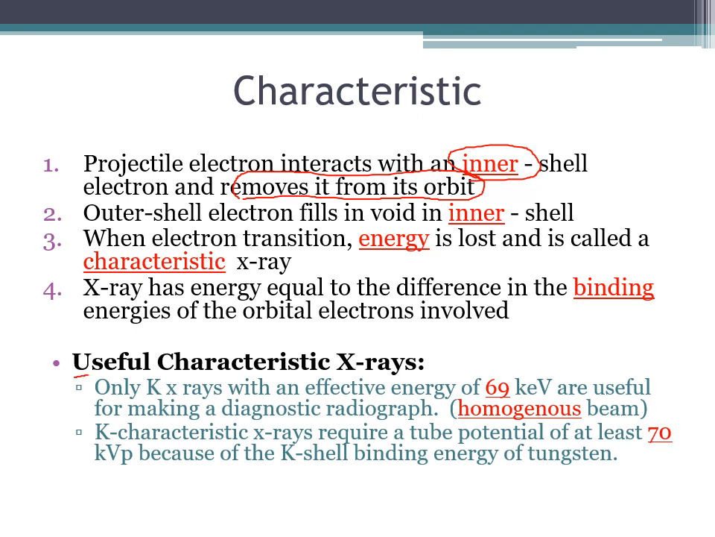Now, the thing is with useful characteristic X-rays, we have all different characteristic X-rays that are produced. We have K-shell, L-shell, M-shell, etc. But only K-shell X-rays are going to make it through the filtration, meaning that they have enough energy to do so. So the K-shell X-rays with an effective energy of 69 keV are useful for making a diagnostic X-ray. And that provides a homogeneous beam because we have 69 keV. Now, this is part of our useful beam though. So K-shell characteristic X-rays require a potential of at least 70 kVp because of the K-shell binding energy of tungsten.